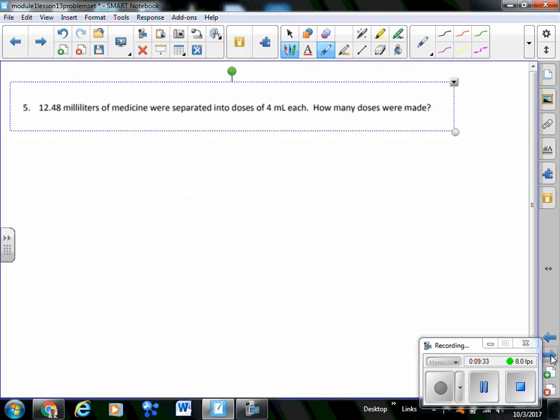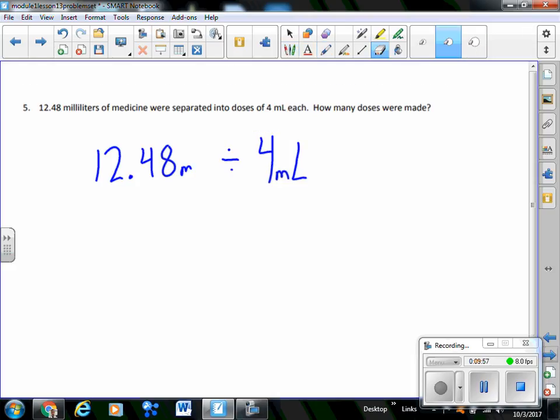Number 5. 12 and 48 hundredths milliliters of medicine were separated into 4 doses. How many doses were made? Okay, so we have 12 and 48 hundredths milliliters, and we're going to divide that up into 4 milliliter pieces. And guys, look at that. I made a mistake. What mistake did I make? I said millimeters instead of milliliters. Okay, so we need to divide this.